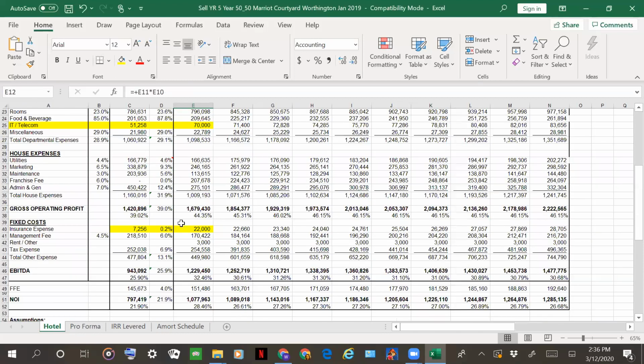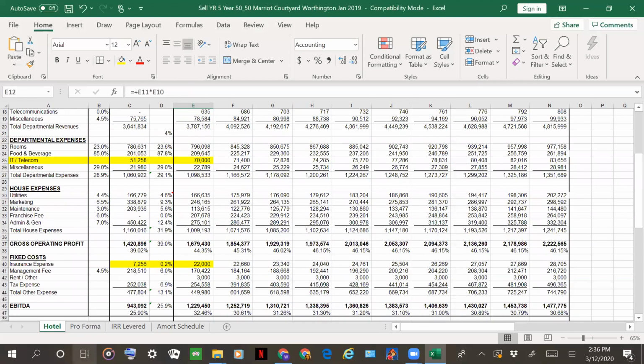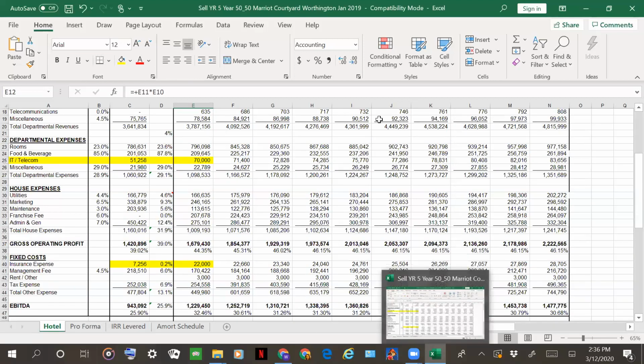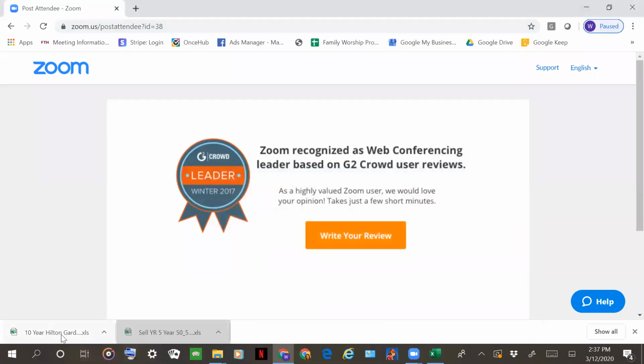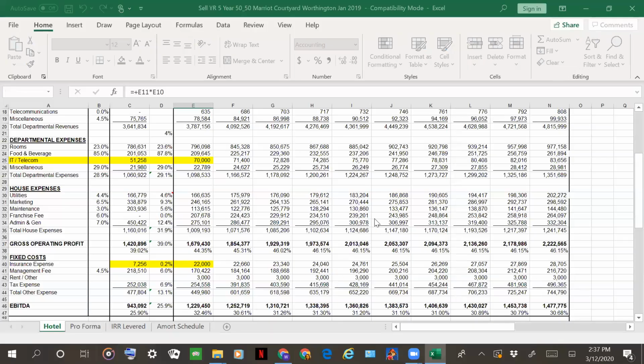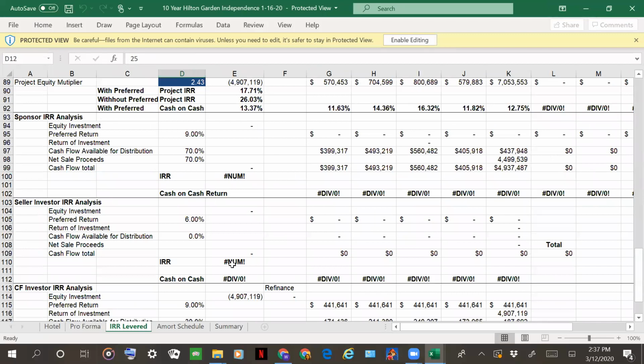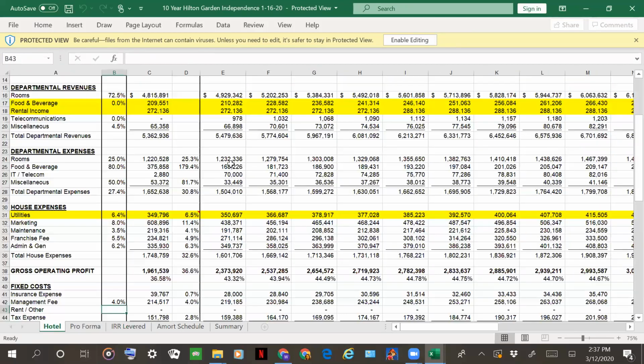All right, so let's look at a deal that we're analyzing now. What you're looking at right now, we're looking at a Hilton Garden Inn in Independence, Missouri. Yep, here we go. We can go to the pro forma, because we already went through this.